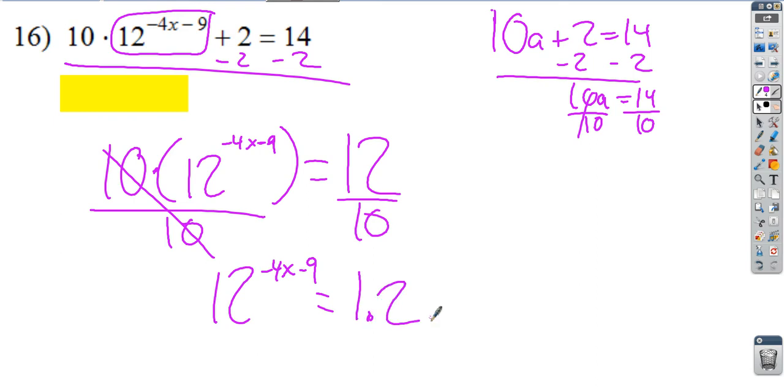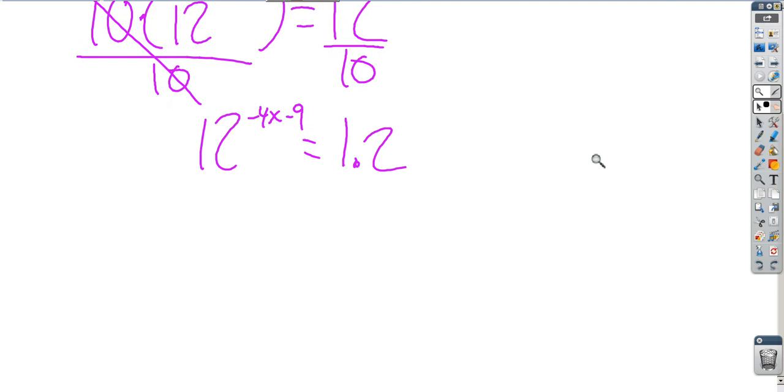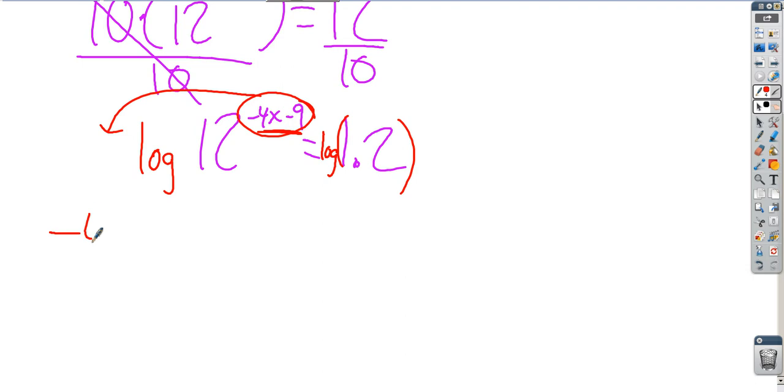Now at this point we need to get the x to come down from where it is, and the way that we can do that is by taking the log of both sides. So I'll take the log of this. I have to take the log of both sides. Whatever I do to one side is done to the other. Now this is a part where people tend to make mistakes. We're going to take this whole thing and slide it in front. Here's where most people make the mistake.